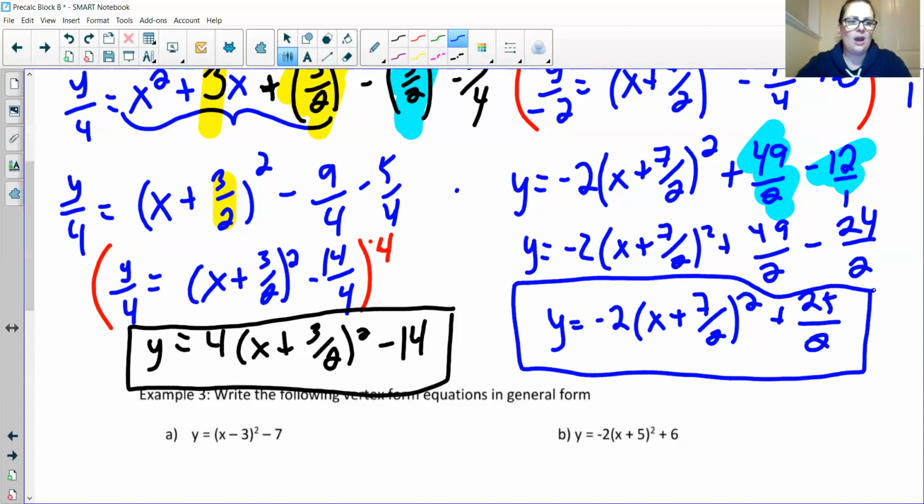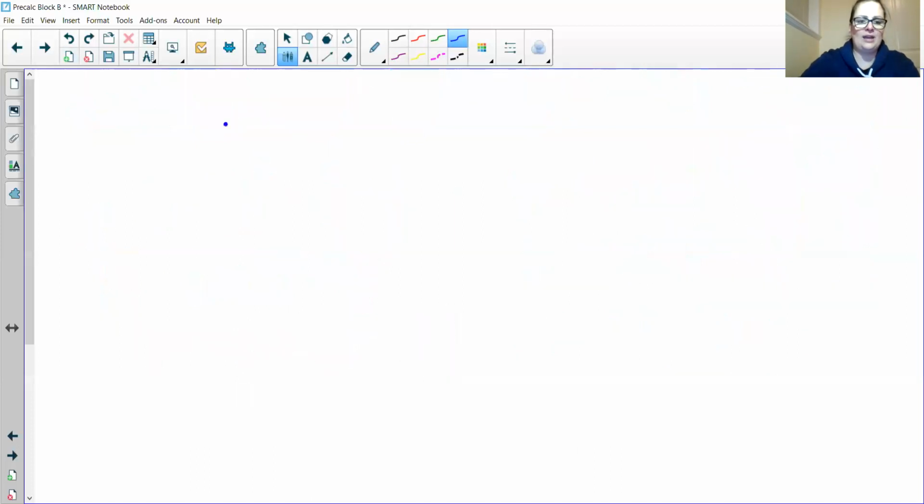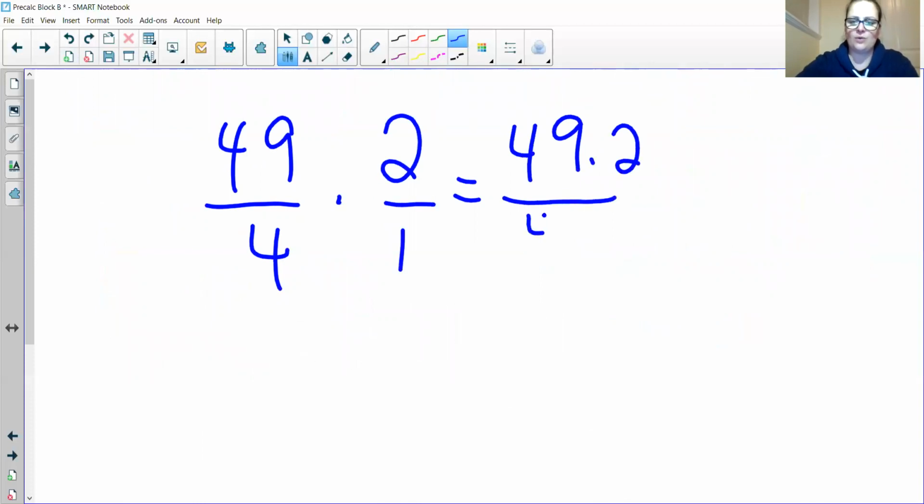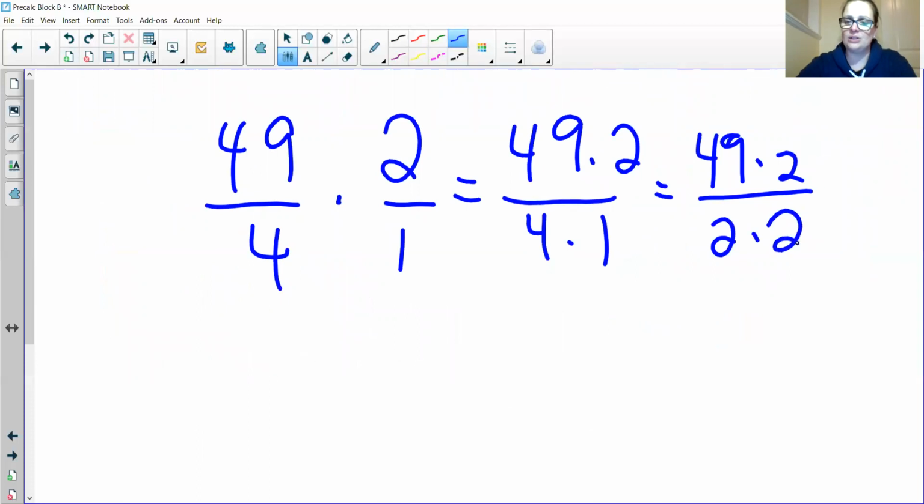I feel like I need to do a little segue just in case, when I had the 49 over 4 and I multiplied it by 2. Okay, so that becomes 49 times 2, and that's over 1 times 4 times 1. But that's the same thing as saying 49 times 2 over 2 times 2, right? Because 4 times 1 is the same thing as 4, 4 is the same thing as 2 times 2. The same thing, if you're multiplying everything on the top and bottom, if you have the same thing on the top and bottom, they cancel out.